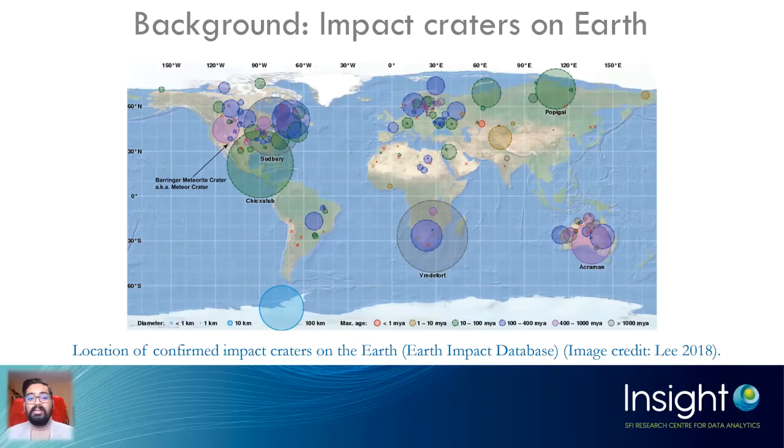To date, there are 190 recognized impact craters on Earth. Compared to this, over 100,000 craters have been catalogued on Mars. Here's a figure showing the location of all the recognized impact craters on Earth.